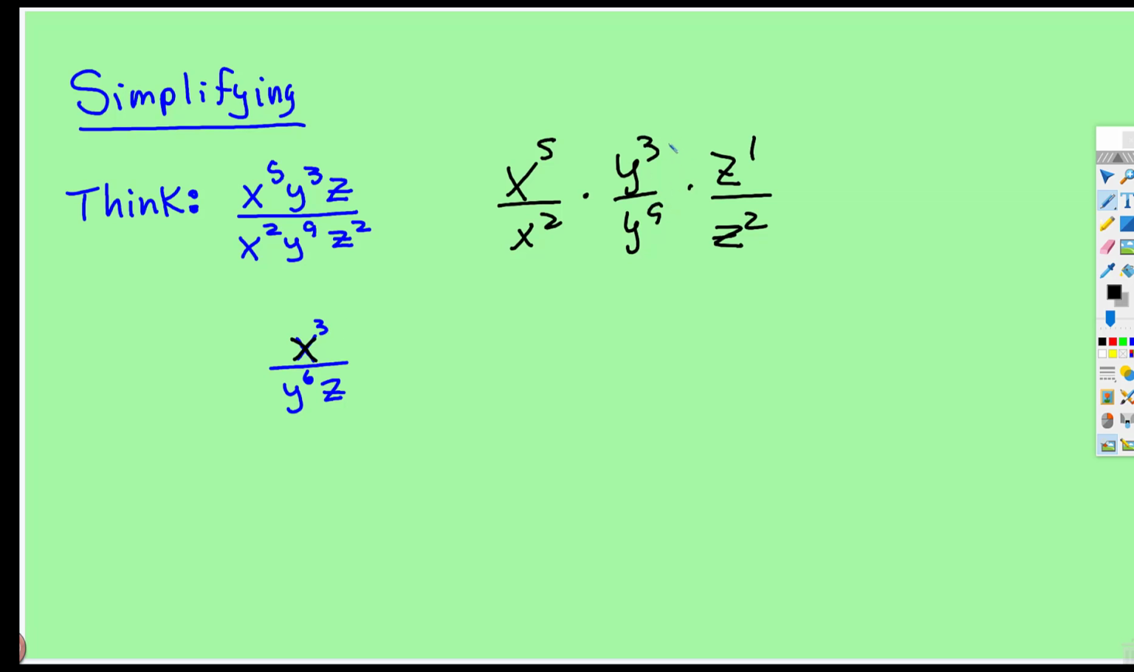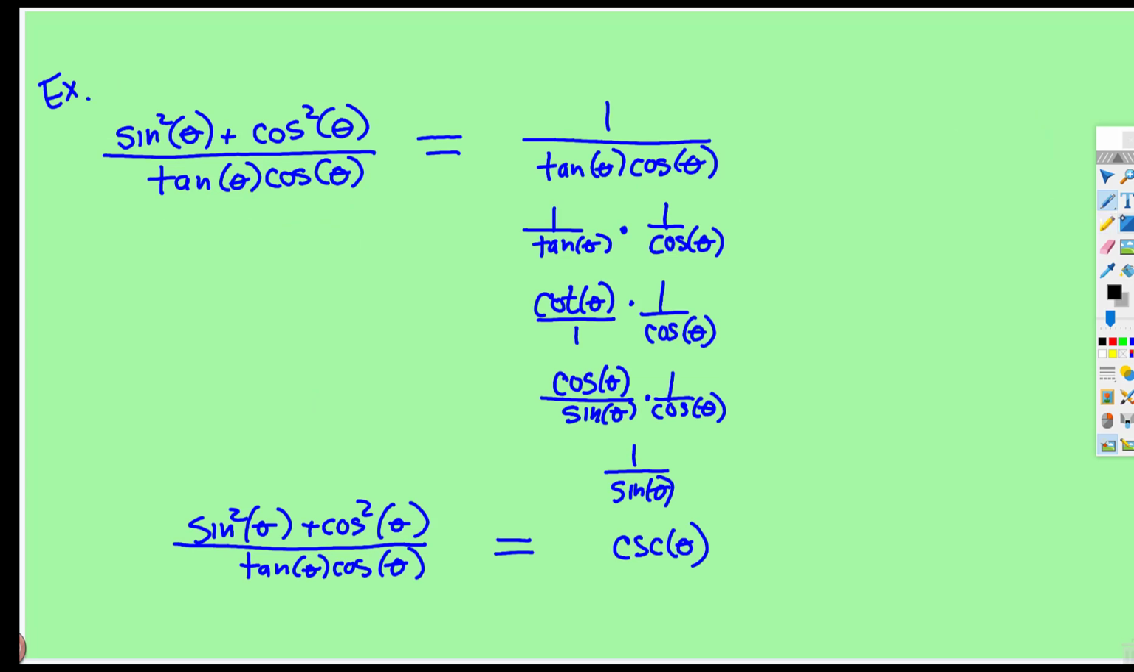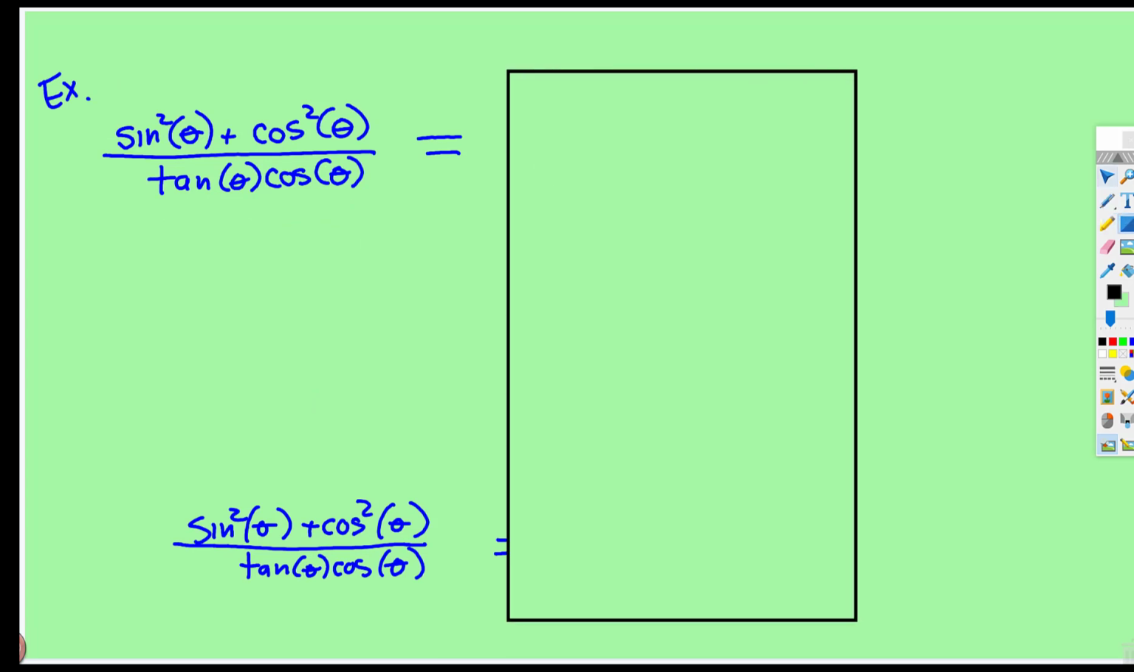Well, we don't want y to the negative 6, so that gets written in the denominator, y to the 6th. And 1 subtract 2 is negative 1, so instead of z to the negative first, that gets rewritten in the denominator. Well, you're going to be doing the same thing with trig expressions. I should have covered that real quick.